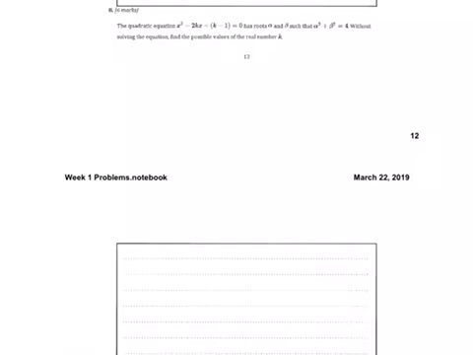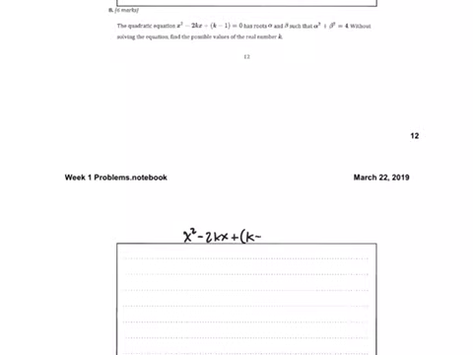Hey everybody, I'm back. Problem number 8 here. I'm going to rewrite, I don't know how, but somehow this got split into 2 different pages. So I'm going to rewrite this quadratic here in the space provided.